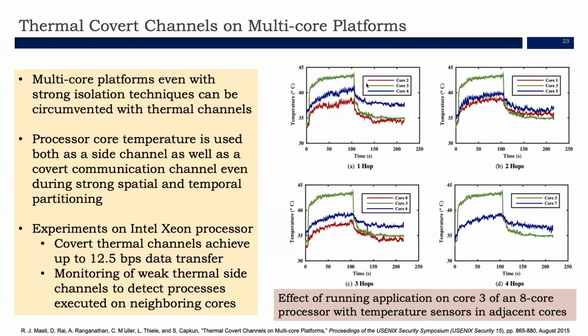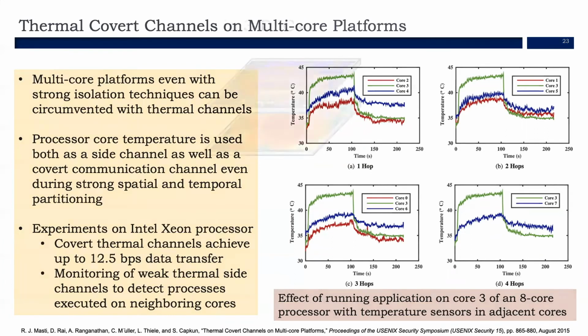We are just monitoring the temperature variations on core 3. Therefore, as you can see, as the temperature of core 3 changes, the temperature sensors in the different cores also detect these changes in temperature. Therefore, any changes in one of the cores can be monitored from another core.